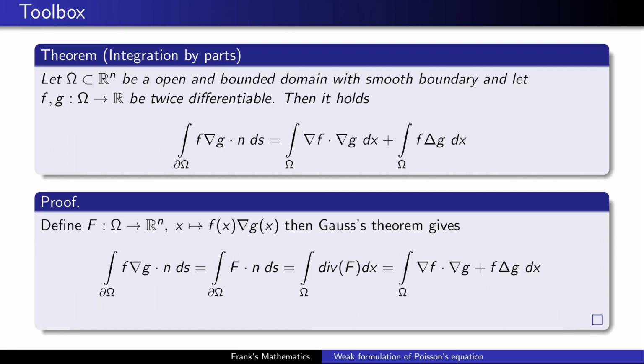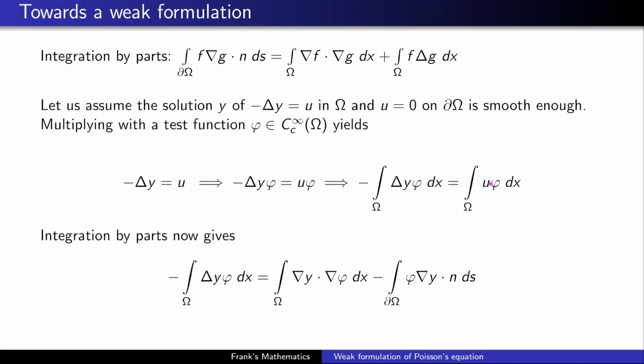We now have all the tools available to actually move to a weaker formulation of our Poisson's equation, and we do this by using integration by parts. Let's start with a smooth solution of Poisson's equation. It should be smooth enough so that we can use integration by parts, of course. We now use the same trick as in the construction of the weak derivative. We multiply our Poisson's equation with a test function and integrate over the whole domain. So here you can see the Poisson's equation multiplied with our test function phi and integrated over the whole domain. And now we are applying integration by parts to the left part of this expression here.